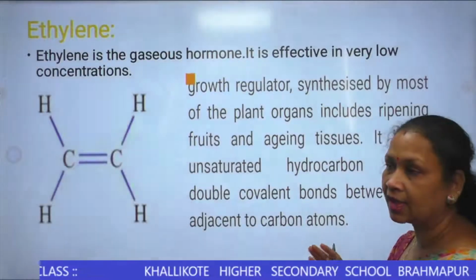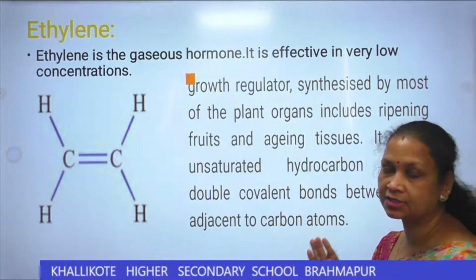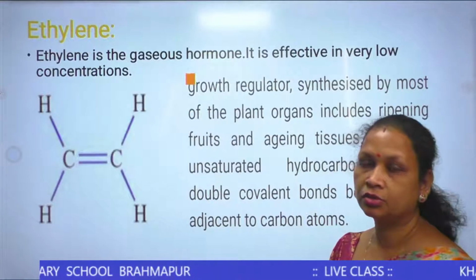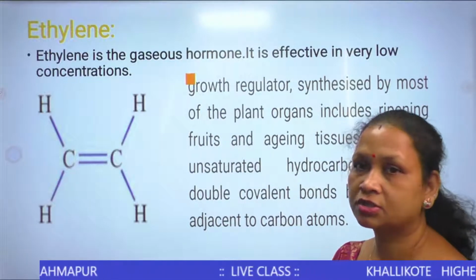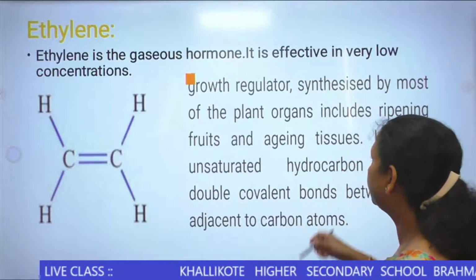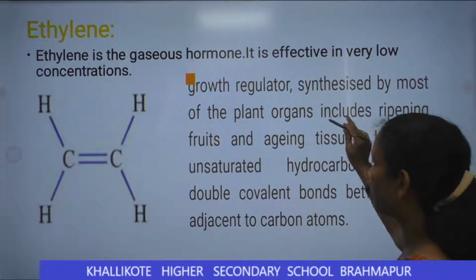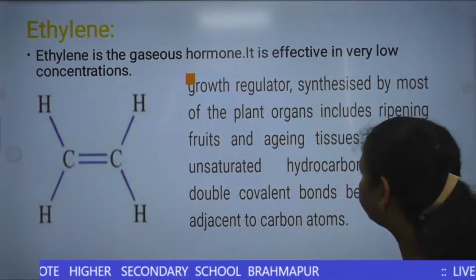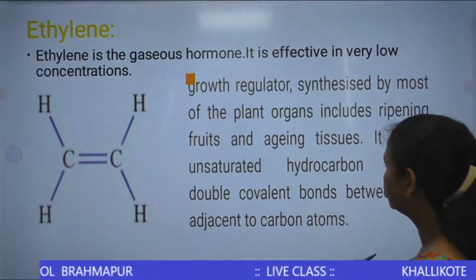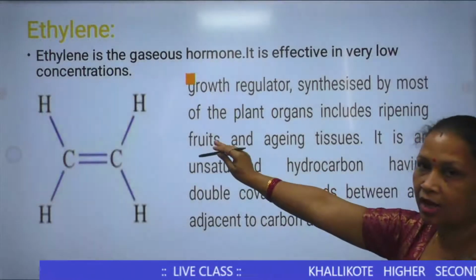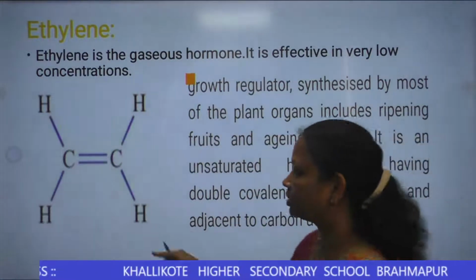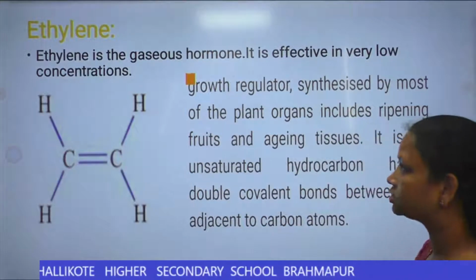Later, the activity of ethylene was studied in the plant body. This is the structure of ethylene that you can see. It is a growth regulator, and ethylene has some positive effects and certain negative effects in the growth of the plant body. So, it can be a growth promoter, and at times it is also a growth inhibitor for certain activities in the plant body. It is a growth regulator synthesized by most of the plant organs, and it is mainly found in the ripening fruits and aging tissues.